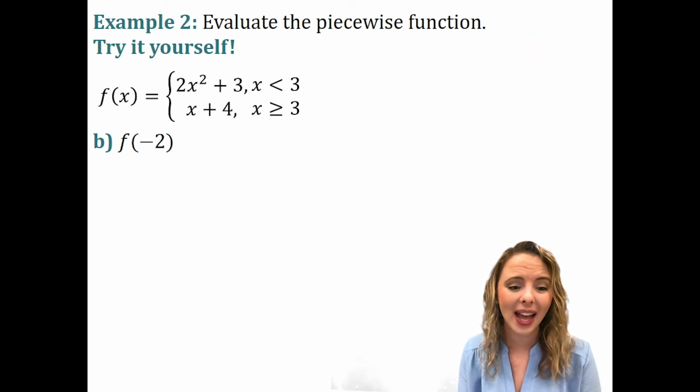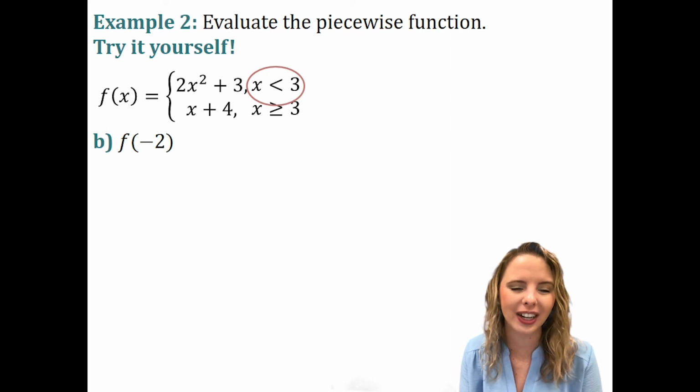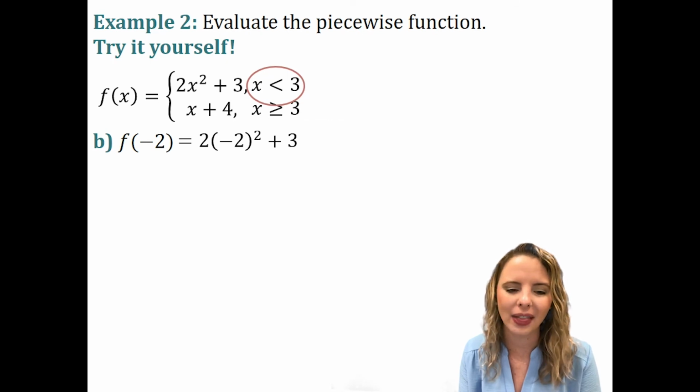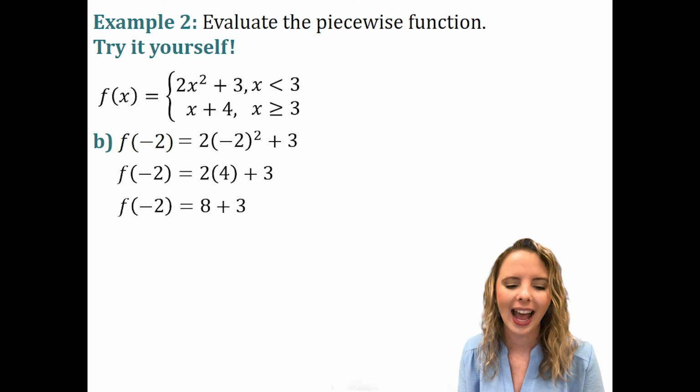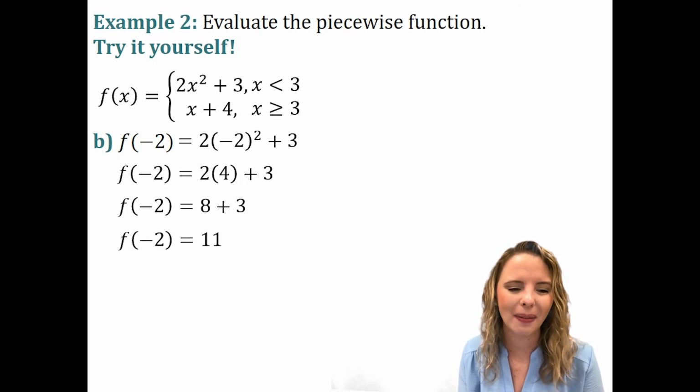Okay, time's up. -2, is it less than 3 or is it greater than or equal to 3? It is less than 3, so we have to use 2x squared plus 3. Once again, remember, if you're squaring a negative number, it must be in parentheses if you're going to use your calculator. (-2) squared is going to be 4, and 2 times 4 is going to be 8, and 8 plus 3 is going to be 11.